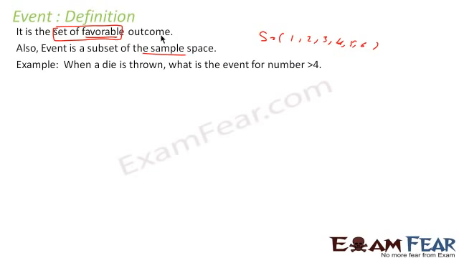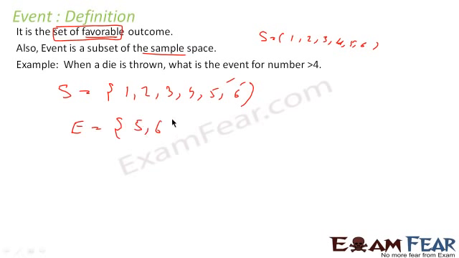For example, this is the case when we are throwing a die. So the sample space is 1, 2, 3, 4, 5 and 6. And now they are saying that I want all the events when the number is greater than 4. So there are two numbers. In this case, the event we are talking about is 5 and 6. And if you see, E is a subset of S.